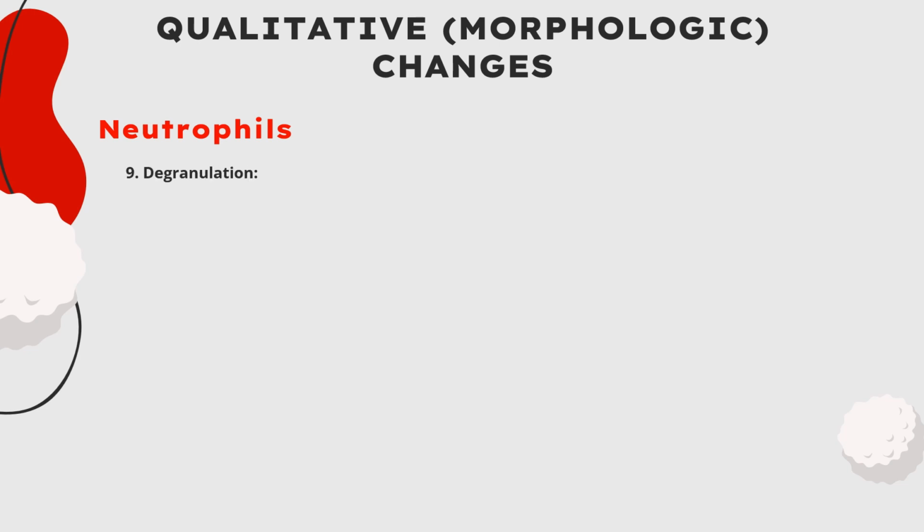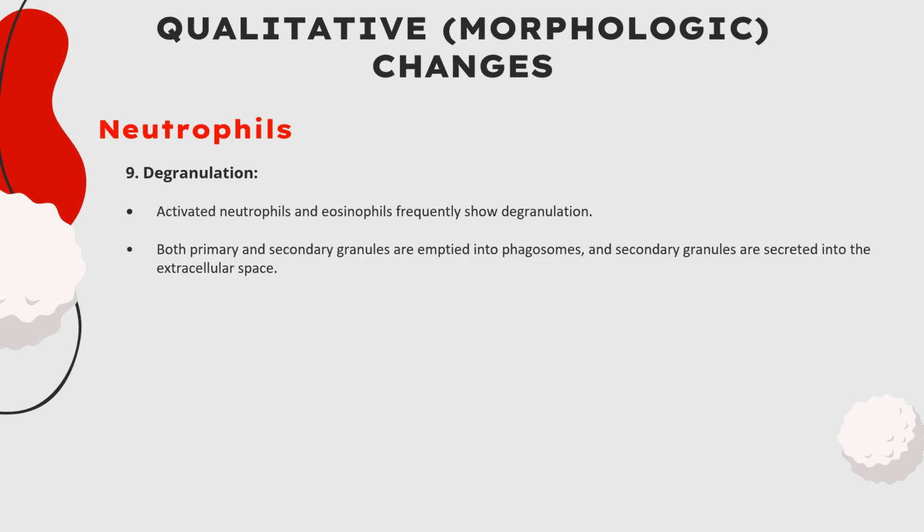9. Degranulation. Amidst this intricate symphony, activated neutrophils and eosinophils dazzle with their degranulation, a burst of activity that serves as a testament to their commitment to the cause. Both primary and secondary granules unite within phagosomes, while secondary granules take flight into the extracellular realm. But, a cautionary note, eosinophils, delicate souls, might display their degranulation during the blood film preparation process.